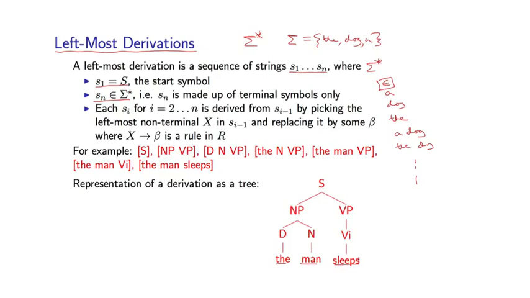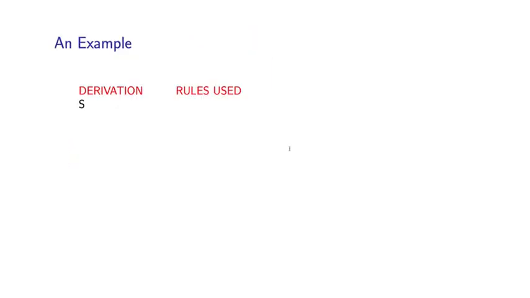And then each intermediate Si, for i equals 2 to n, is derived from Si minus 1 by picking the leftmost non-terminal X in Si minus 1 and replacing it by some beta, where X goes to beta is a rule in R. So here's an example of a derivation, and actually I'll go over this example in much more detail on the next slide. So we start off with S, that's the first string. The next string in this derivation is NP VP, and that's because I've taken S and replaced it by NP VP. And then I take this NP and replace it by DT NN, and so on and so on. Let me actually go to an example where I'll illustrate this a little bit more carefully.